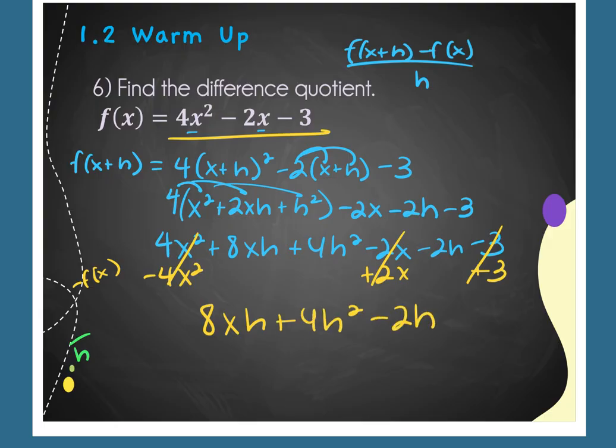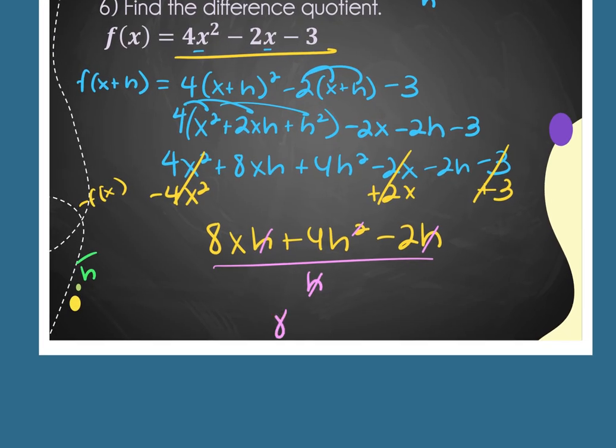Every term has an h. If it doesn't, you know you made a mistake. Go back and check it, okay? And the last step is divide it by h. My h cancels into each term, and I get 8x plus 4h minus 2.